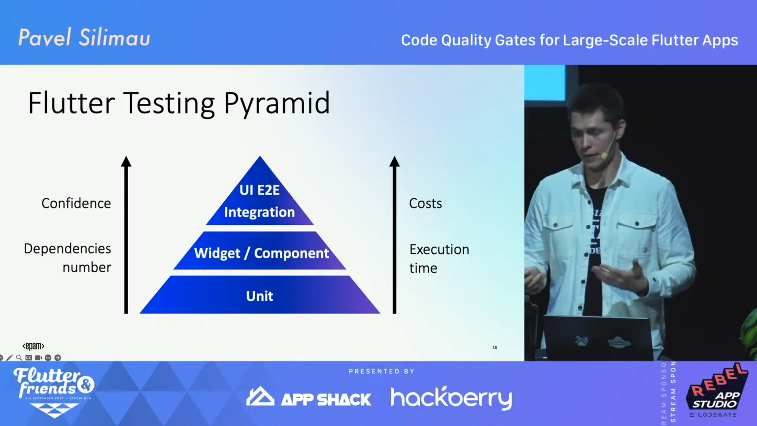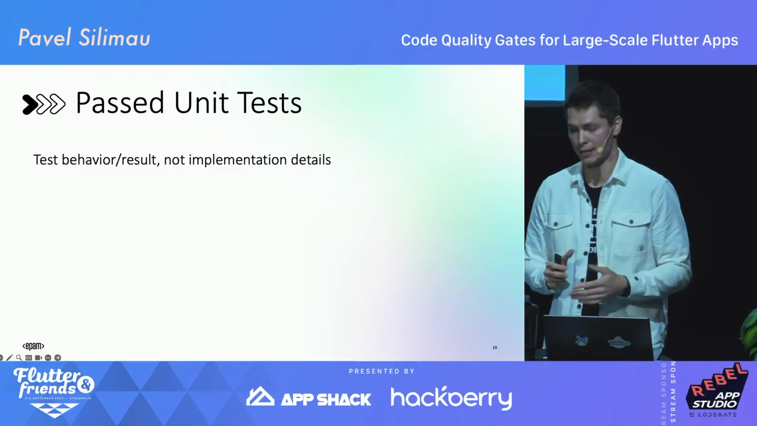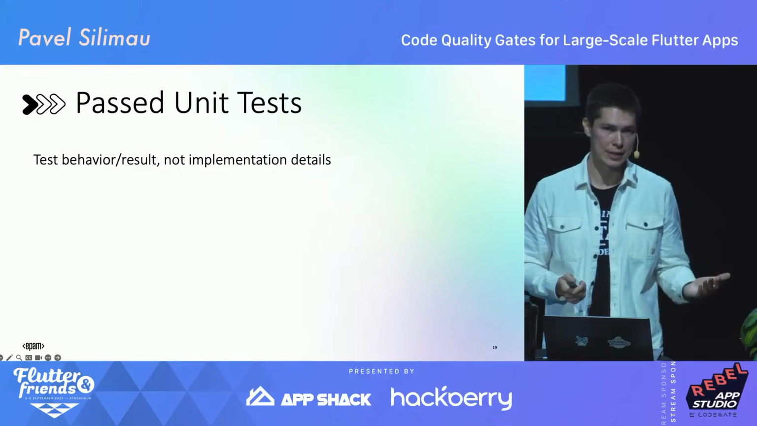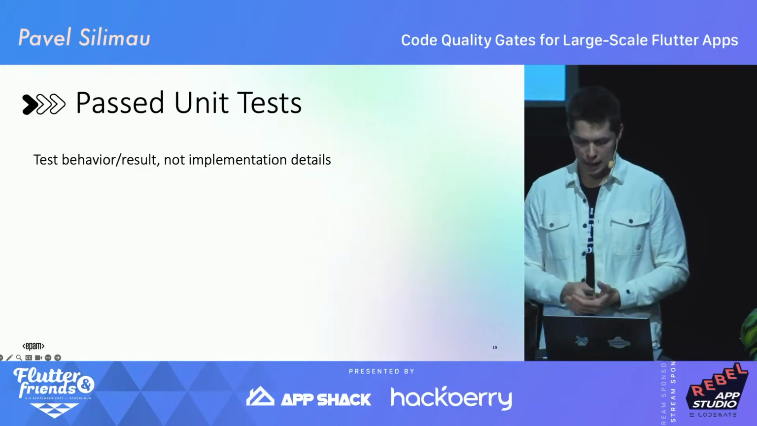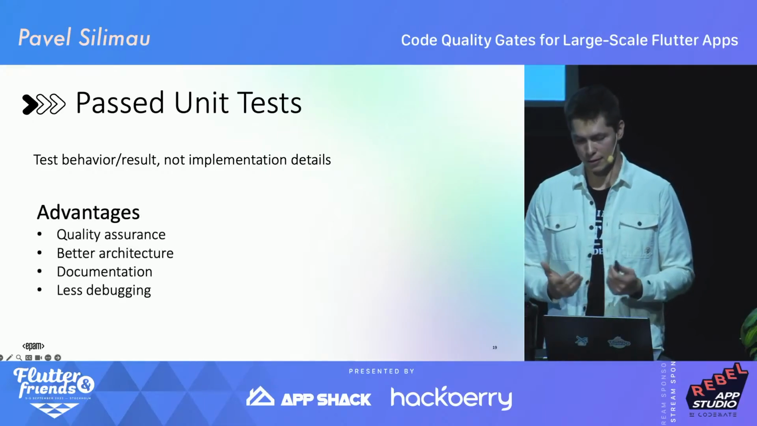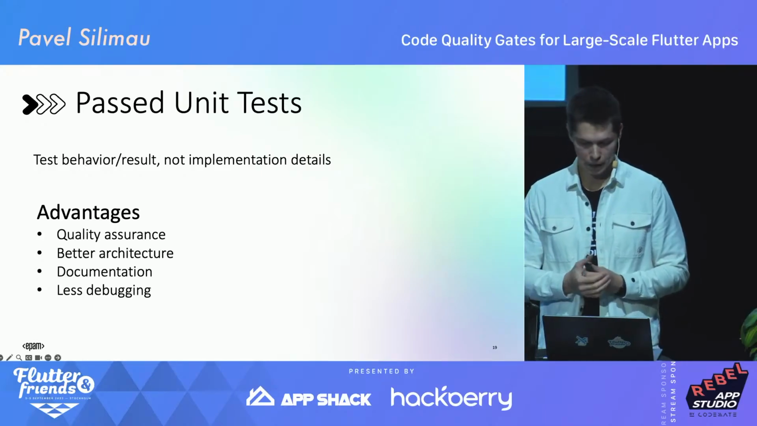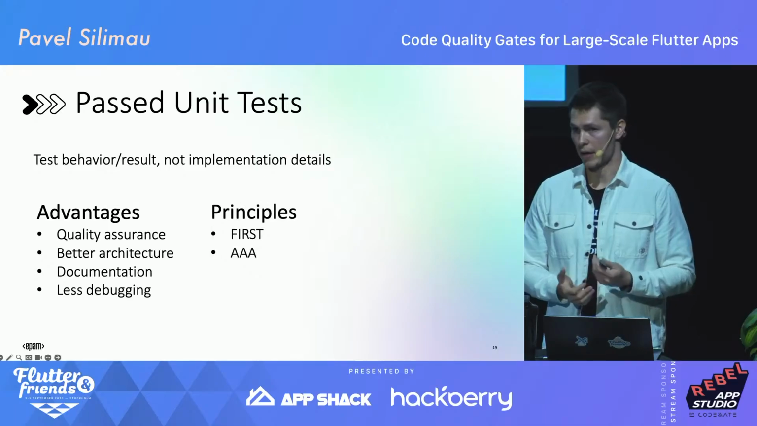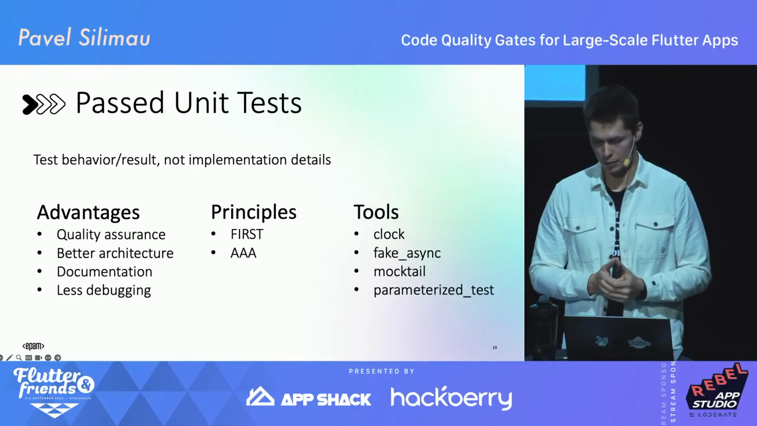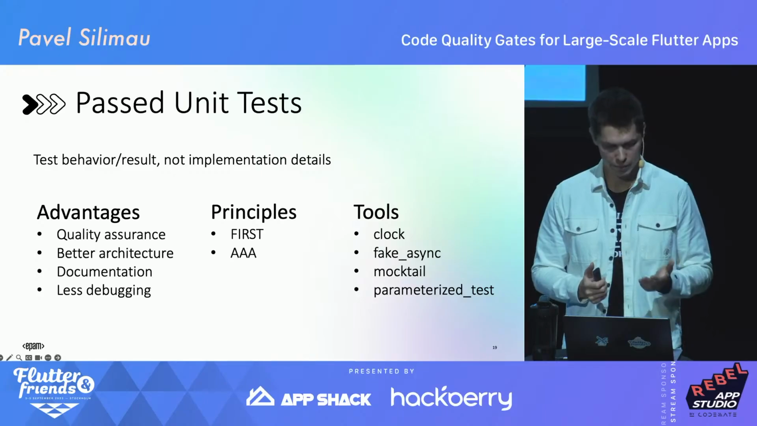Let's briefly touch each of these types. When it comes to unit testing, I recommend testing the behavior and not the implementation details of your units or your classes. Read about black box testing versus white box testing. Read about the difference between fakes and mocks. One of the implicit advantages of unit testing is that you inevitably have a better architecture of your code. Also, consider using FIRST and arrange, act, assert principles, and these are the packages that prove to be quite useful for our teams: clock, fake_async, mocktail, parameterized_test.